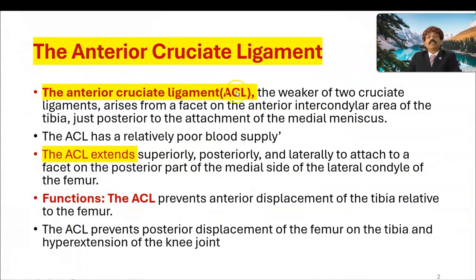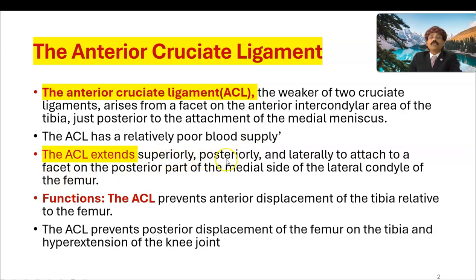The anterior cruciate ligament, the weaker of the two cruciate ligaments, arises from a facet on the anterior intercondylar area of the tibia, just posterior to the attachment of the medial meniscus. The ACL is not bathed by the synovial fluid. It is outside the synovial fluid. The ACL has relatively poor blood supply.